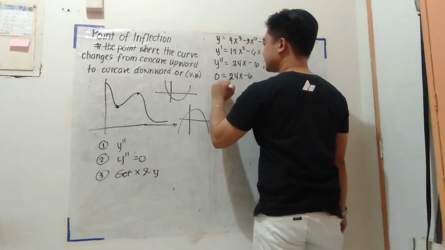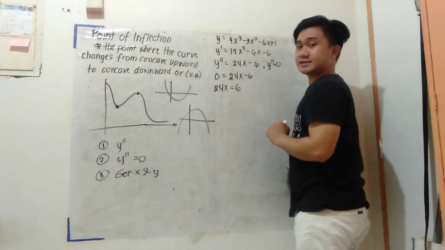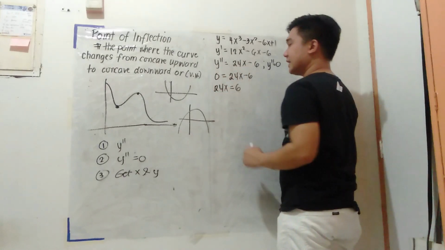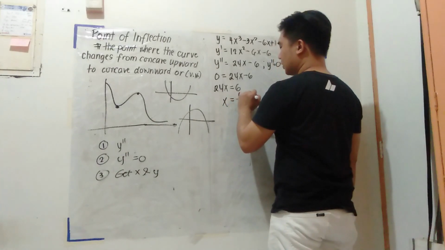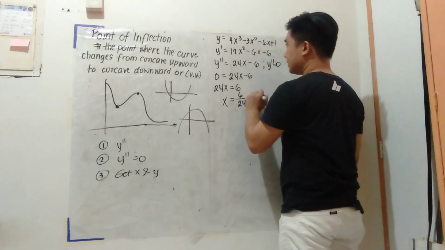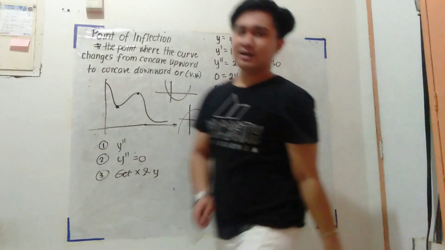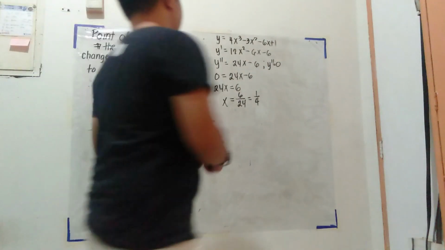So, 24x is equal to 6. Transpose ko, tapos pinag-flip ko na. So, x is equal to 6 over 24, or simply, this is equal to 1/4. Wala akong calcu. Okay.